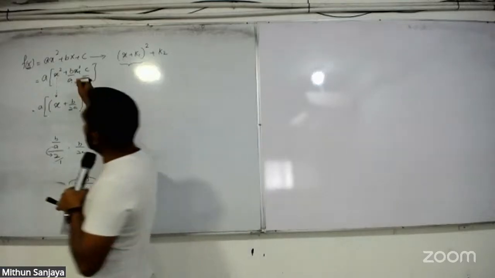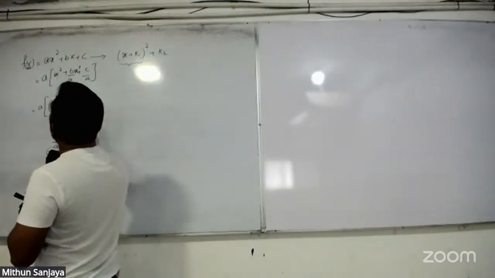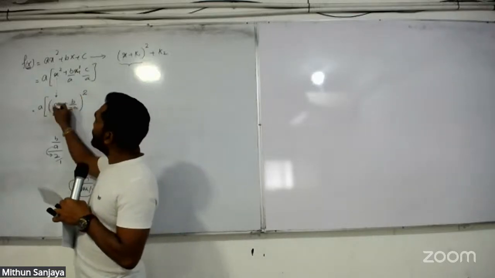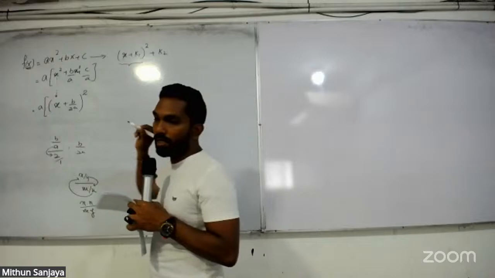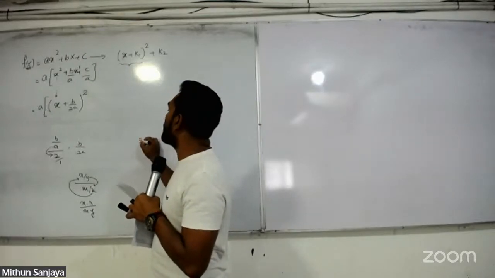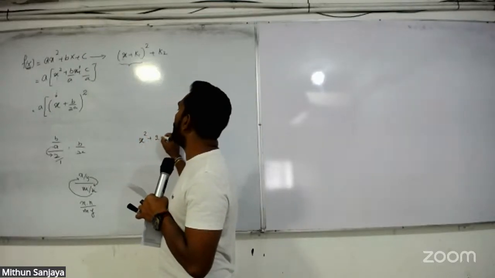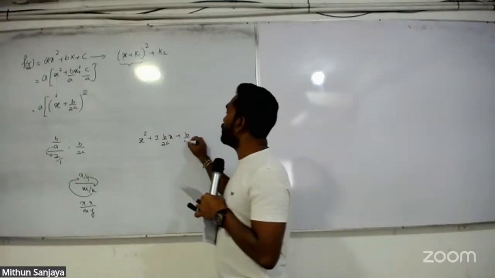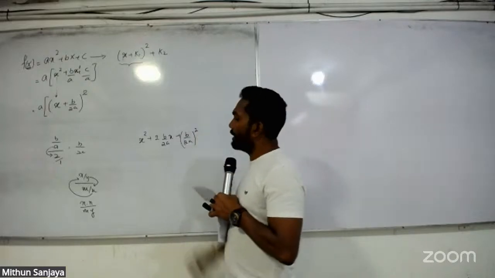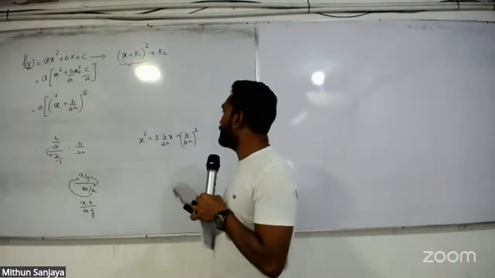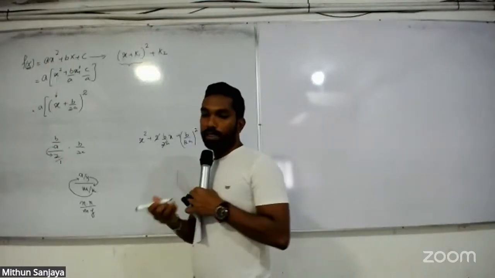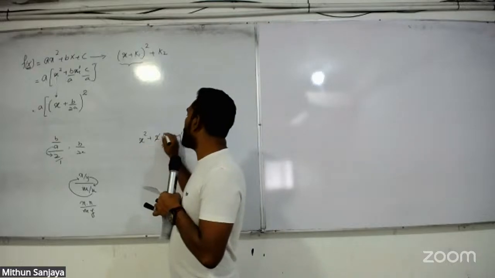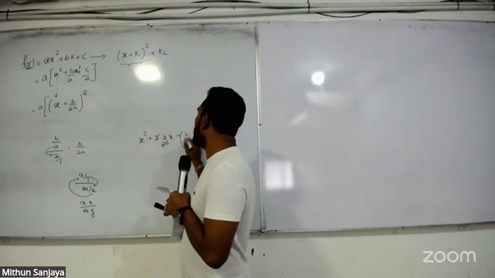Here we consider the first two terms and write this term. Then we get the expansion of that. So what happens to the expansion? It's a x square plus 2 times b over 2a times x plus b over 2a square. Now here the 2 and 2 cancel. Now we have x square plus b over a x plus b over 2a square.